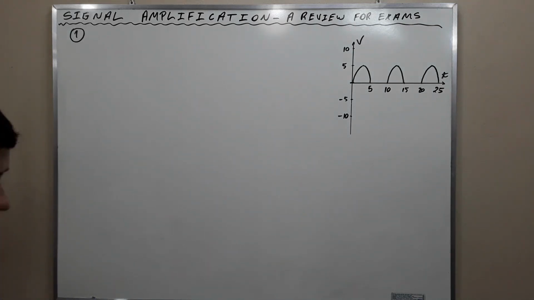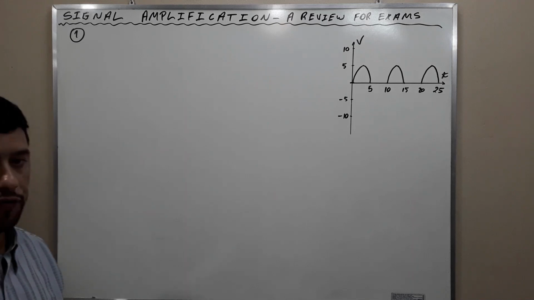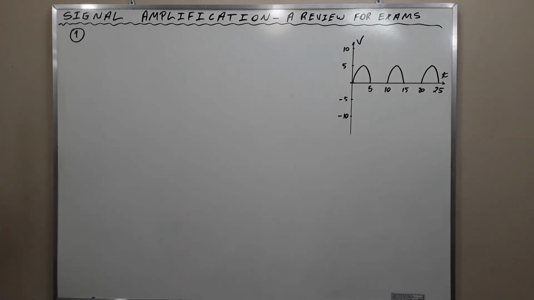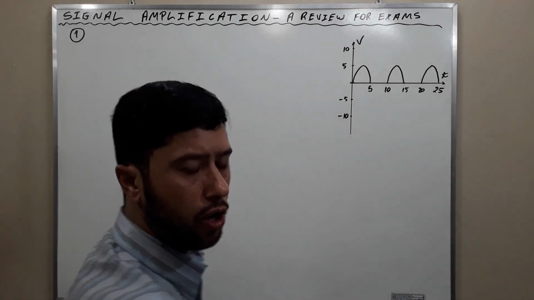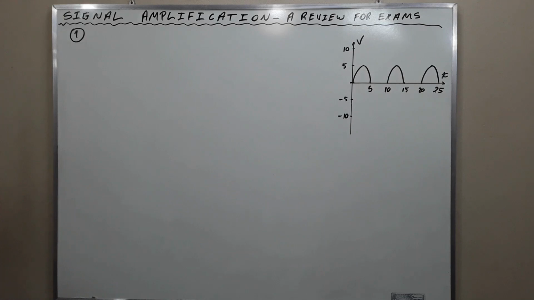Question number 1. The half-rectified sine wave of the figure is to be applied at the input terminals of an amplifier with an amplification factor of negative 2. The question: draw the output waveform. Let's go to the solution.